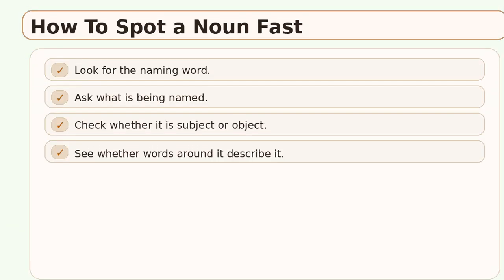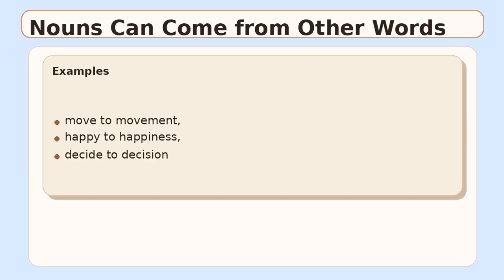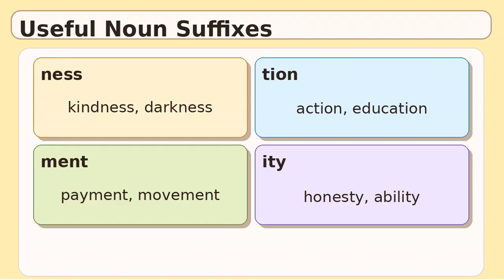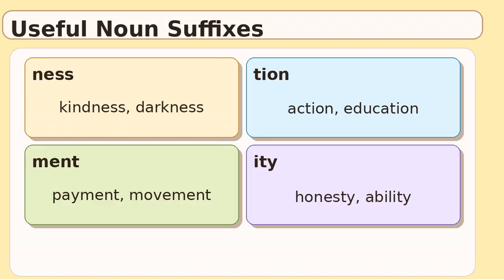When you analyze a sentence, use a clear method. This reduces confusion and helps you identify nouns quickly even in longer structures. Many nouns are formed from verbs and adjectives. This helps you grow vocabulary quickly because you start seeing word families instead of isolated words. These endings often help build nouns. They do not guarantee the meaning by themselves, but they give strong clues.